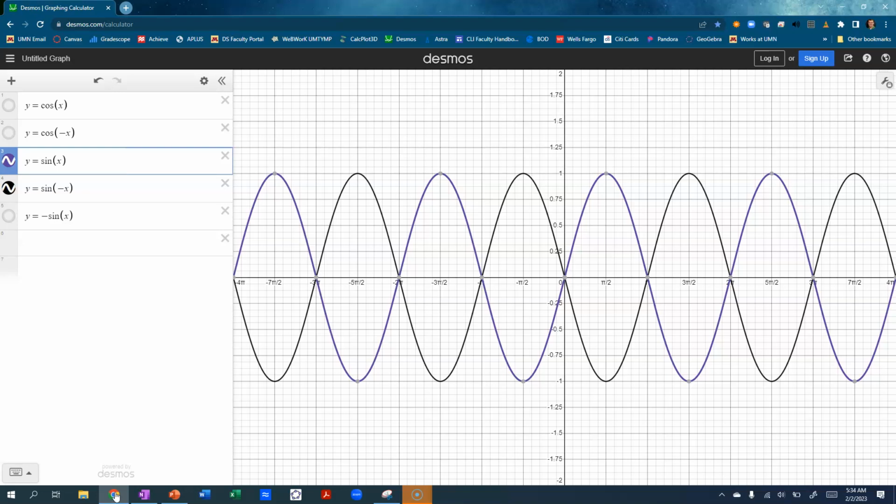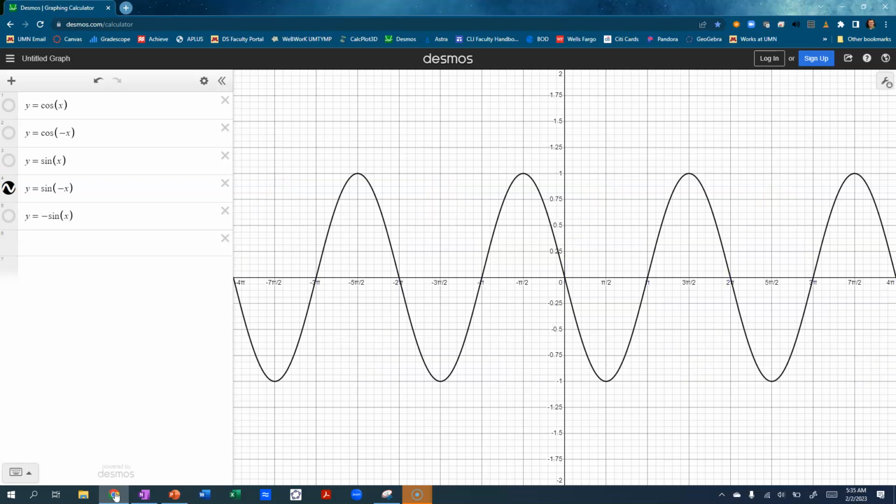Again, we're comparing the purple on the screen, so sine of x, to sine of minus x. And if I look at where the purple function is, when sine is 0, the other black function is 0. When sine is pi over 2, we're up at 1, and then sine of minus x would be down here at -1, so it's the opposite sign. And we'll look at another point. When sine is at 3 pi over 2, we're at -1. The black function is at +1, again, the opposite.